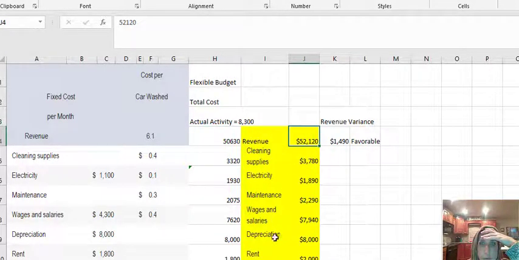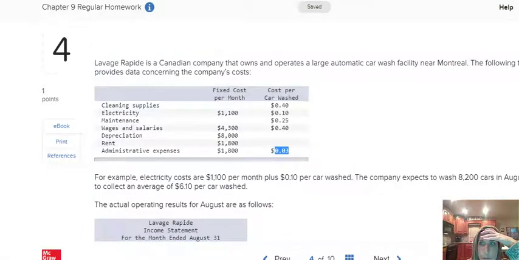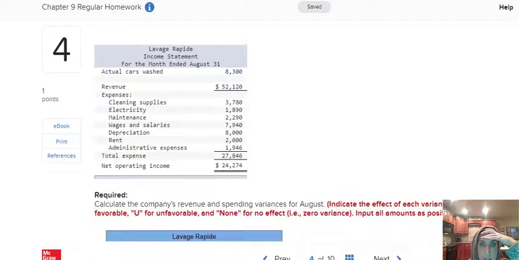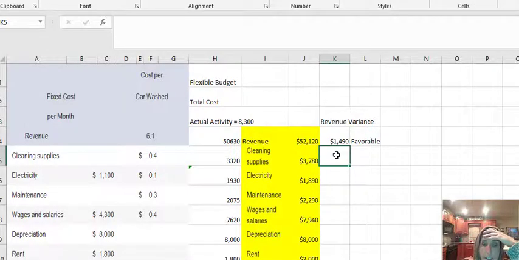Remember, these yellow numbers were given in the problem. I just copied them over from this income statement given. So it says the actual revenue is $52,120. All of the actual costs were listed here, so I just copied those over to my spreadsheet. So now I'm just going to subtract.